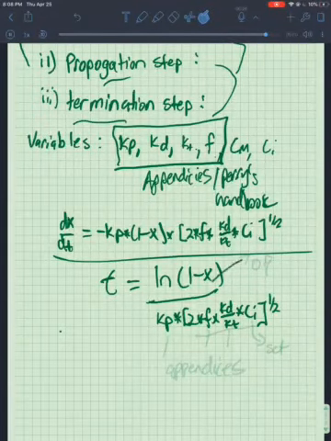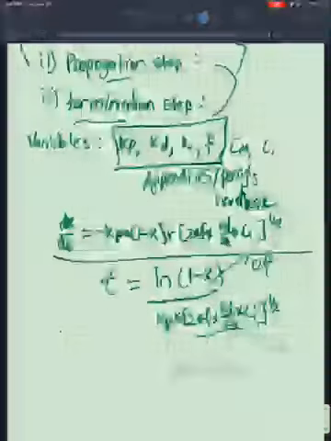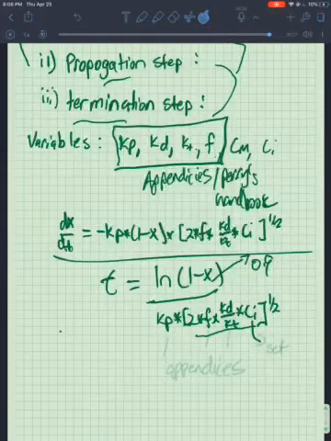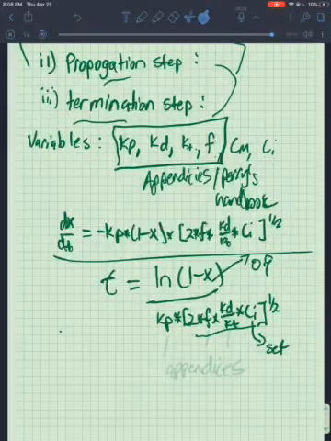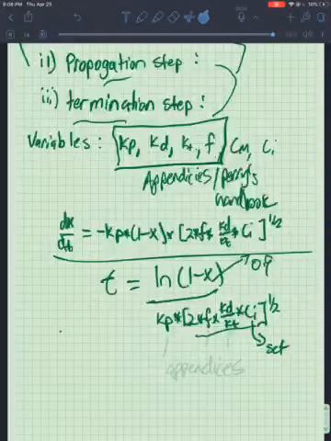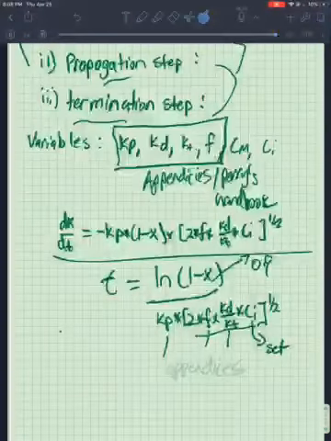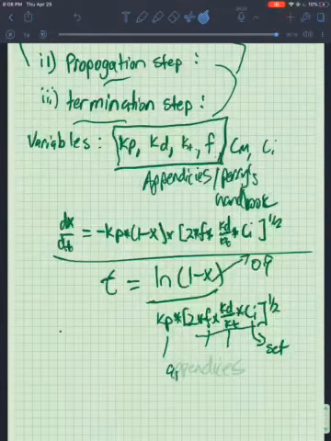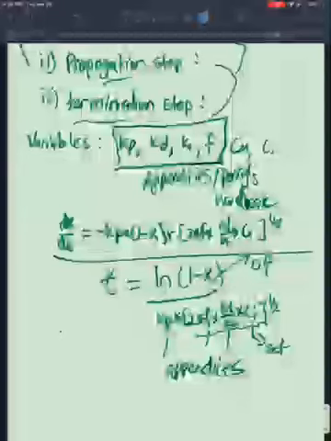And again, we know the conversion is 0.9. We know that the Ci, the concentration of the radical, is set by the operator. We know that the Kd, Kt, F, and Kp terms are all found in appendices. So that's how you would find that.